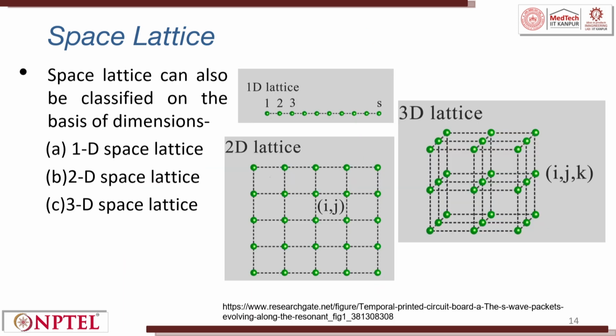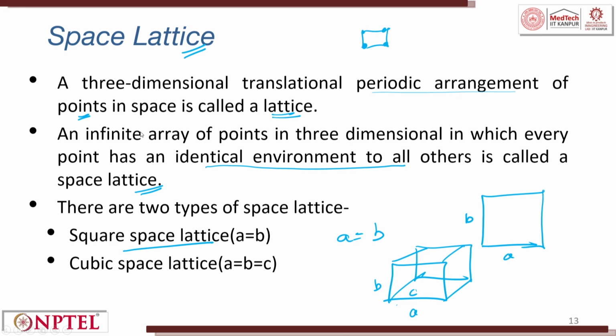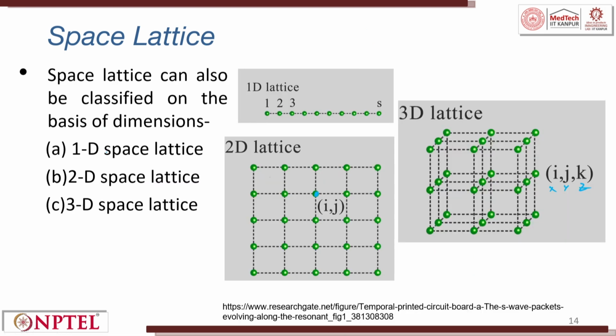Spatial lattice can also be classified on the basis of dimensions. This is 1D, this is what we were discussing 2D, and this is 3D. When we define a point i comma j, so this is 1D only i, this is i comma j, and this is i comma j comma k. So you have x, y and z. Right? The spatial lattice can also be classified on the basis of dimensions. So what we saw here, there are two types of spatial lattice, square and cube. So here you can see one-dimensional space lattice, two-dimensional space lattice and three-dimensional space lattices.